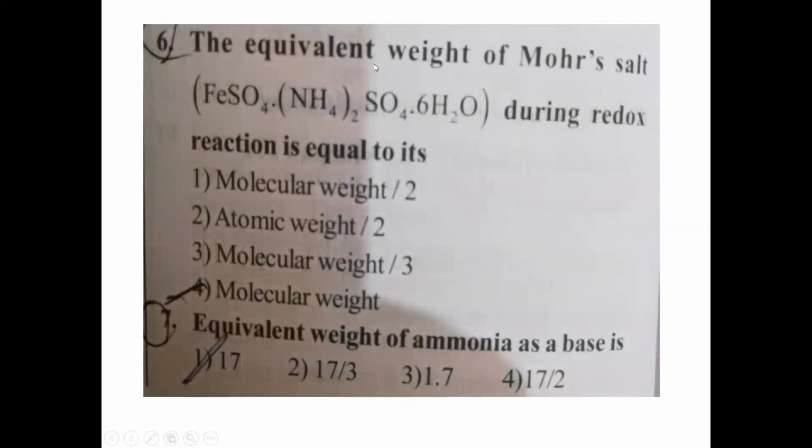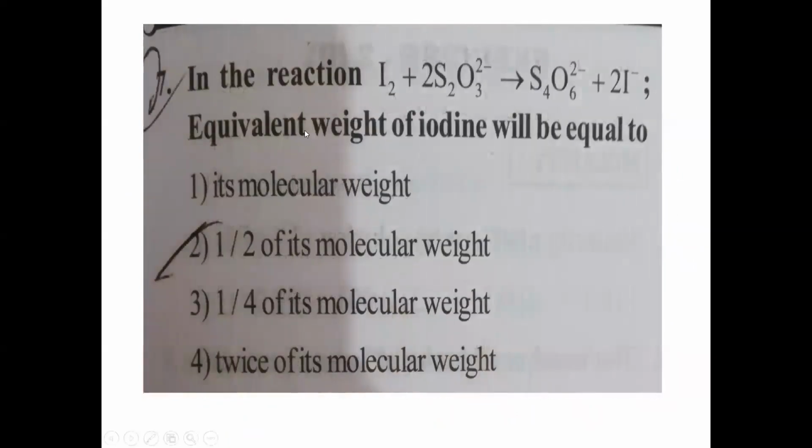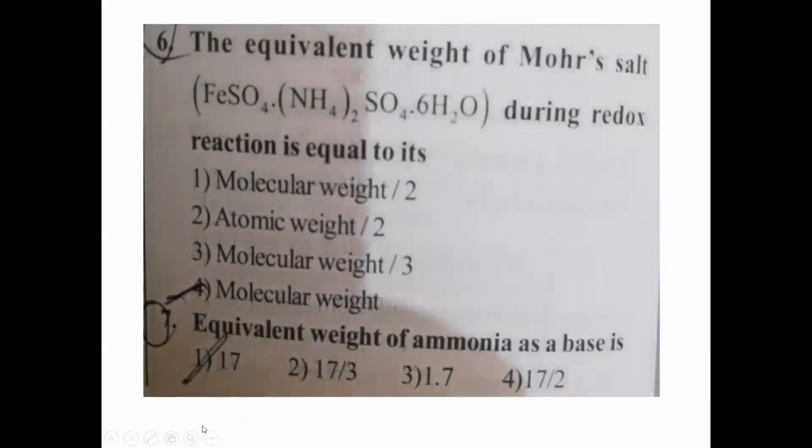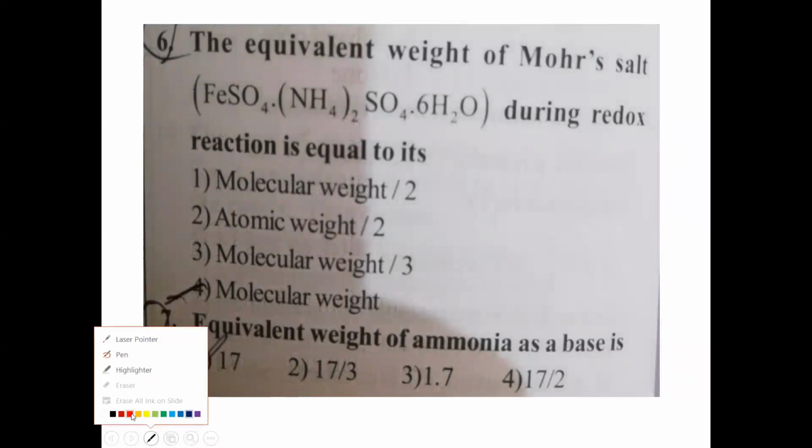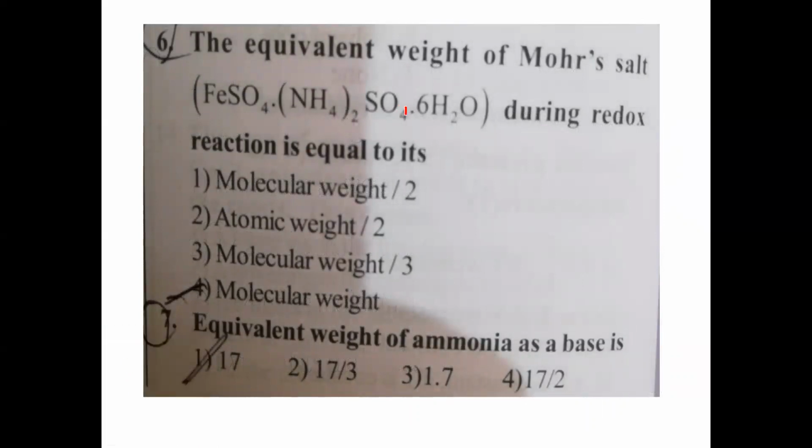Next, the equivalent weight of Morse salt. So what is Morse salt? Ferrous sulfate, ammonium sulfate, 6H2O. Ferrous sulfate, ammonium sulfate, 6H2O is called Morse salt. So here the Fe plus 2 ion is present in this.